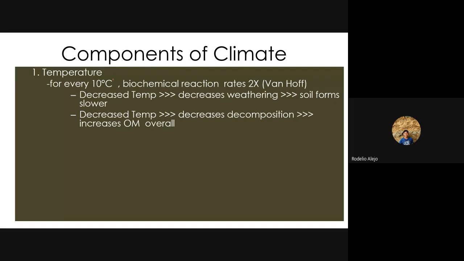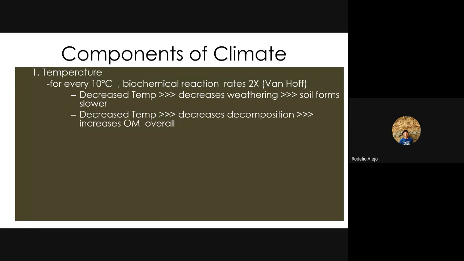So, components of climate, first we have the temperature. So for every 10 degree centigrade, biochemical reaction rates are two times faster. So if there is a decrease in temperature, there is a decrease of weathering. Diba? Pag mas malamig yung temperature natin, of course, mas ma-freeze yung rocks and minerals natin, that will cause less weathering. And soil formation will be slower. So mas mabagal ma-form yung soil natin.